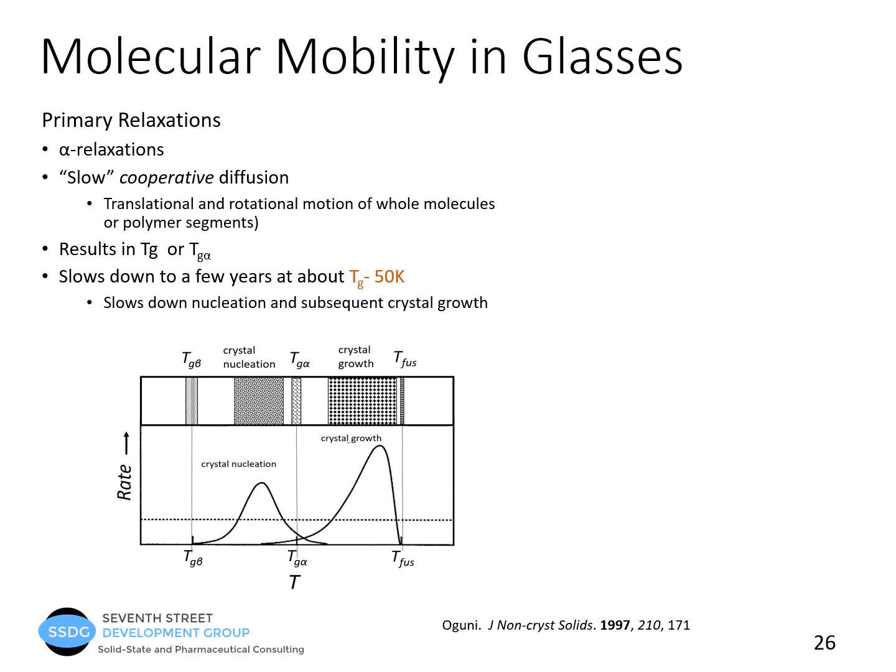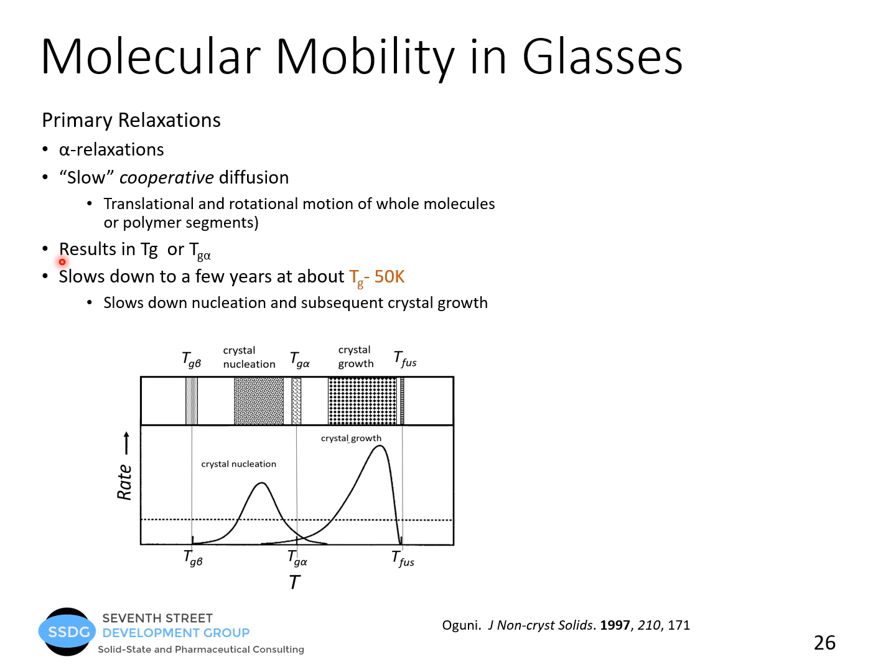So let's talk a little bit more about molecular mobility in glasses. This is a really interesting diagram that relates temperature and the different phases that we're going to see at these temperatures with stability, specifically crystal nucleation and crystal growth. When we talk about molecular mobility, there are primary relaxations, which are also called alpha relaxations. These are slow, cooperative diffusions. Think about it as translation and rotational motion of whole molecules or polymer segments.